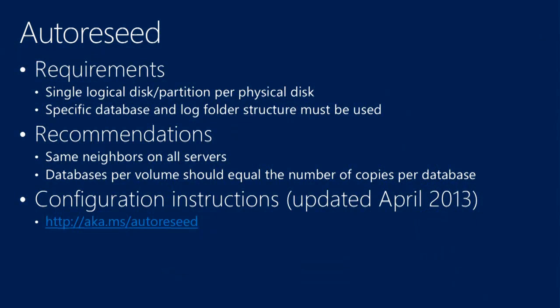Now, there are some requirements. You do have to have, again, that single volume, but the more pressing requirement is what I just mentioned. You have to use our specific internally hard-coded directory naming structure. Otherwise, auto-reseed simply will not work for you. And that will not change, by the way. We are not backing off from that. Auto-reseed will always require that. We do recommend the same neighbors on all servers, just like multiple databases per volume. And we do also recommend that the number of database copies be equal to the number of databases per volume. Again, that's not really an auto-reseed thing. That's more of a symmetry building block thing.